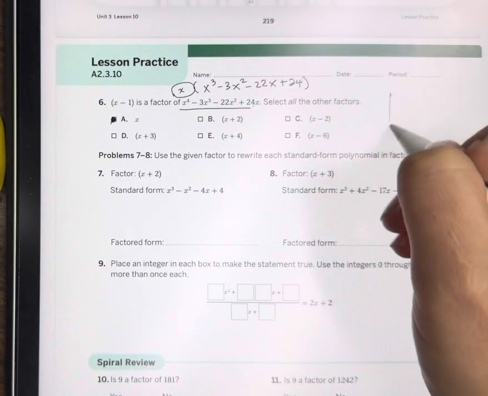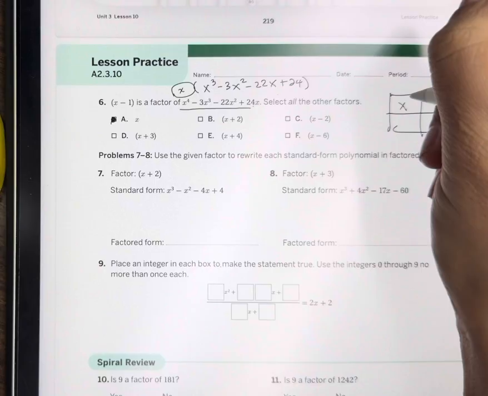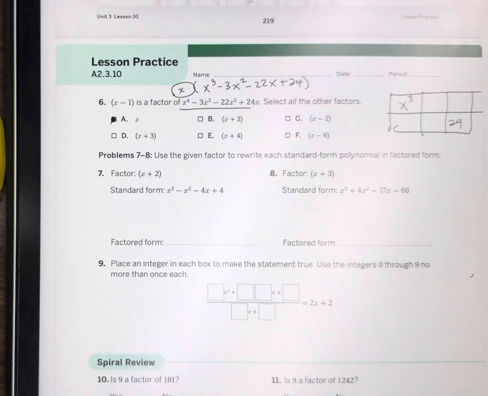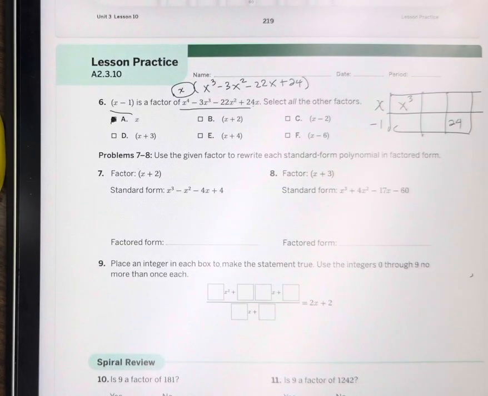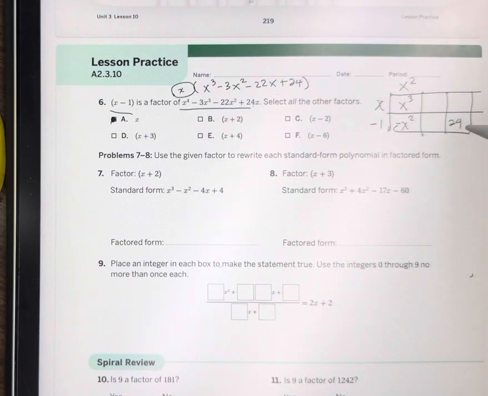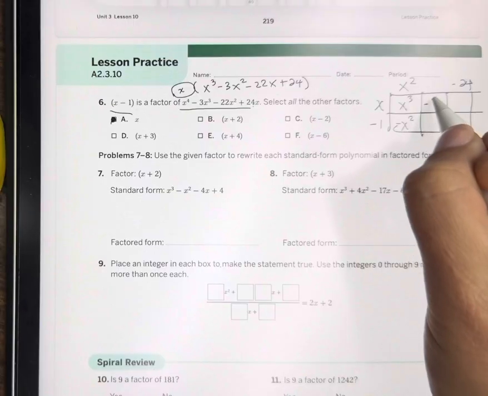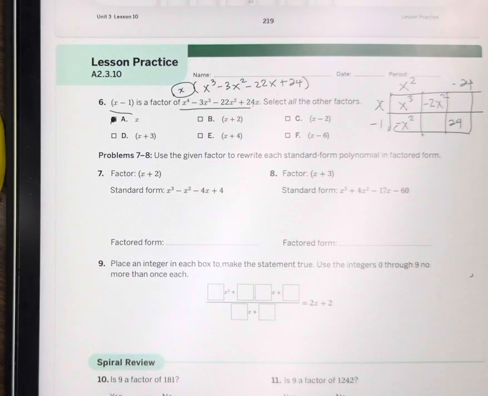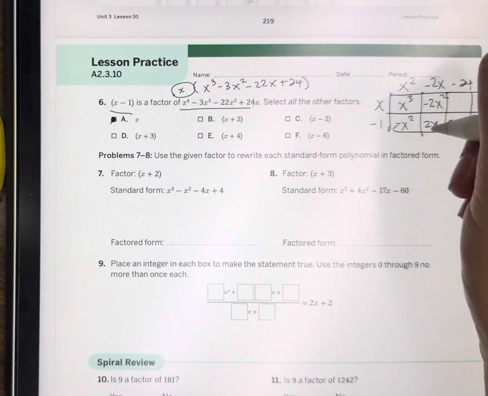Okay, now I have this, and I want to see what other factors it has. So if I take the first term and put it in the first box and the last term and put it in the last box, and I divide this by the factor that I know, which is x minus 1, I can get more factors. That gives me x squared right there, negative x squared right here, and a negative 24 right there. If this is a negative x squared, but I want negative 3x squared, I need another negative 2x squared right there. If that's a negative 2x squared, then this is a negative 2x, and times this is a positive 2x.